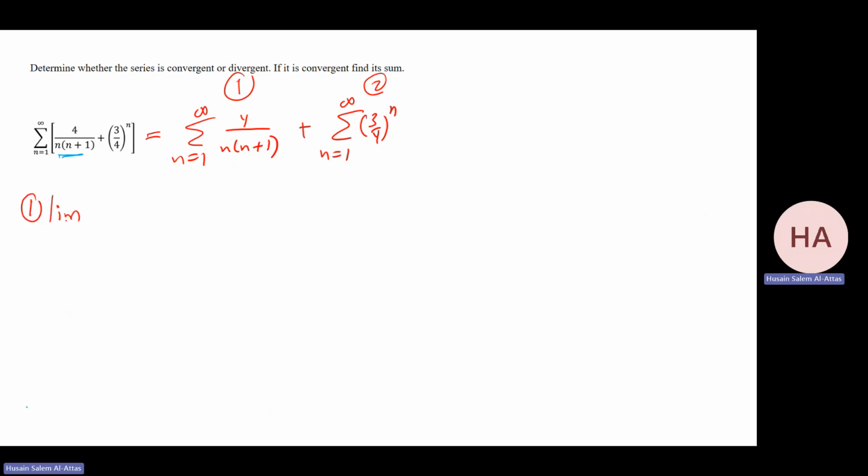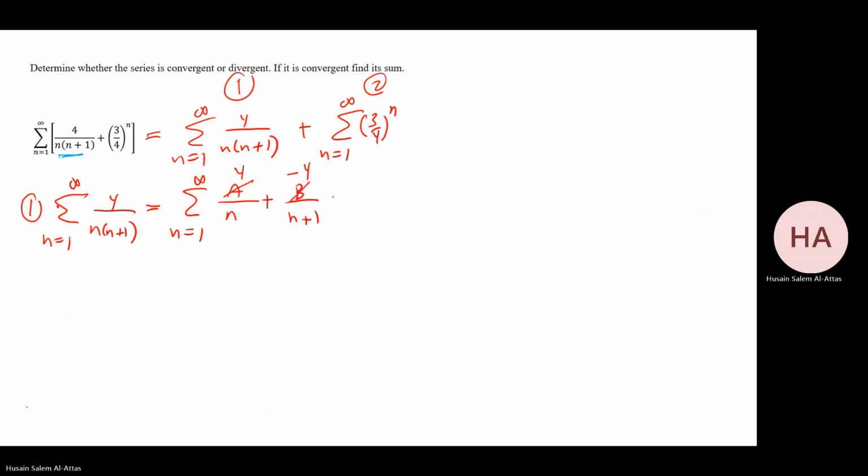So for 1, what will be the sum from n equal 1 to infinity of 4 over n times n plus 1? I need to rewrite this using partial fractions: A over n plus B over n plus 1. So I will cover the n, that will be 0, that gives me 4. Covering n plus 1, that is minus 1, that gives me minus 4. So this is the partial fraction.